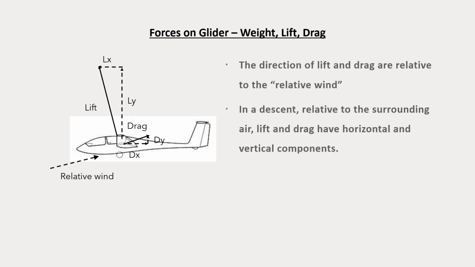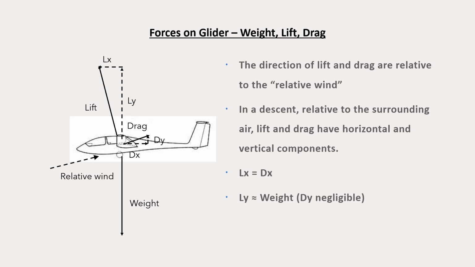The lift vector has X and Y components, as does the drag vector. And this forward component of the lift vector is what counteracts this rearward horizontal component of the drag vector. L sub x is equal to D sub x. That's what keeps us at steady speed. The y component of the lift vector is what counteracts our weight.